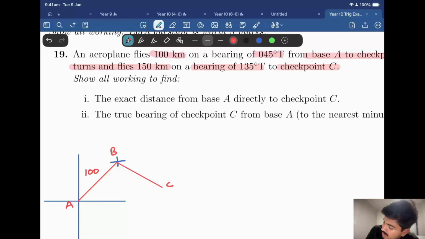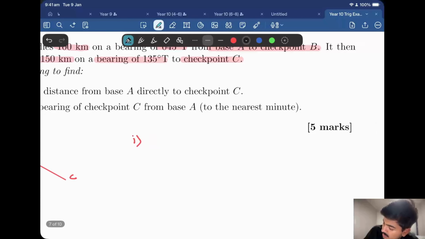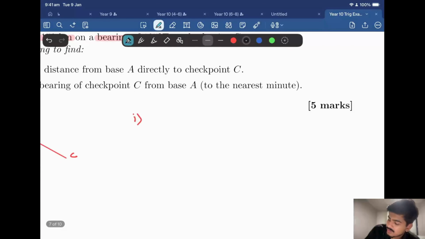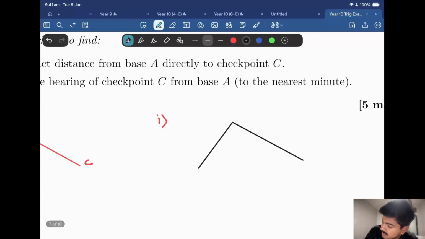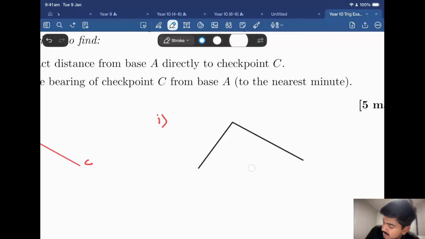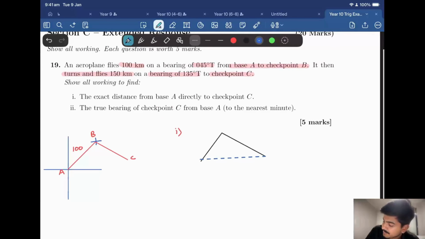For part one, we need to find the direct distance of the base from checkpoint C. So let's show the path of the plane. The path of the plane is something like this, and we need to find this. This is almost exactly the same as the question before.